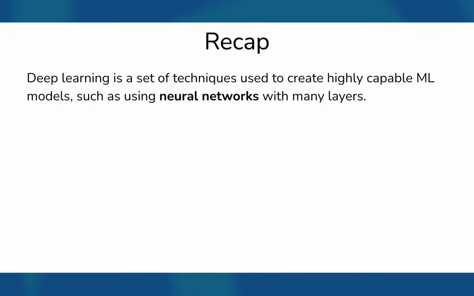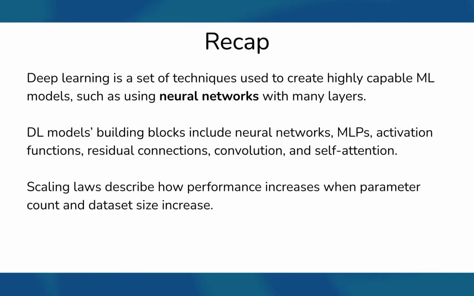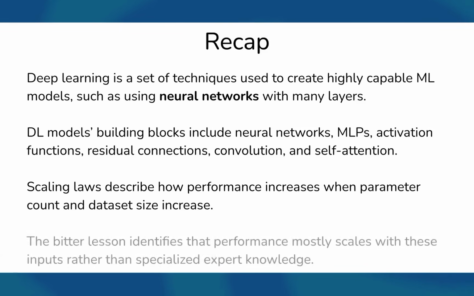So to recap, deep learning is a set of techniques used to create highly capable ML models, such as neural networks that have many layers. And deep learning models as building blocks include neural network components such as MLPs, activation functions, residual connections, convolution, and self-attention. Self-attention, residual connections, activation functions such as the GELU, and MLPs all can come together to create a transformer block, and transformers consist of transformer blocks. And scaling laws describe how performance increases when parameter count and dataset size increase. Scaling laws hold across many modalities and across many orders of magnitude. The bitter lesson identifies that performance mostly scales with these inputs rather than with specialized knowledge. The specialized expert knowledge does not do much heavy lifting compared to bigger data sets and bigger computers.